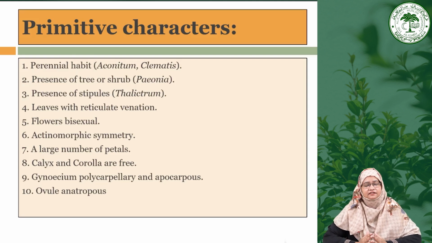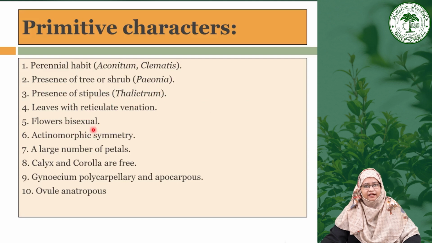Now, as we have seen, this family is placed very early in the dicotyledons by Bentham and Hooker in the order Ranales. So, this family has many primitive characteristics which are listed in this slide. As you can see, the first characteristic is that some plants of this family have perennial habit, like Aconitum and Clematis. Then the presence of tree or shrub, as in Paeonia. Then also the presence of stipules. Then the leaves of these plants have reticulate venation.